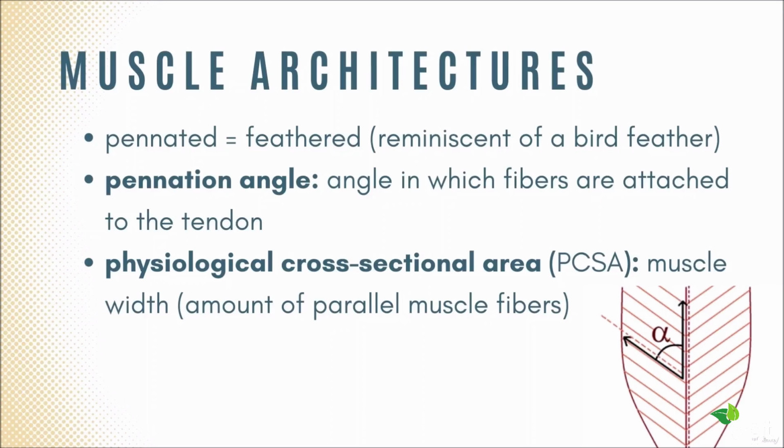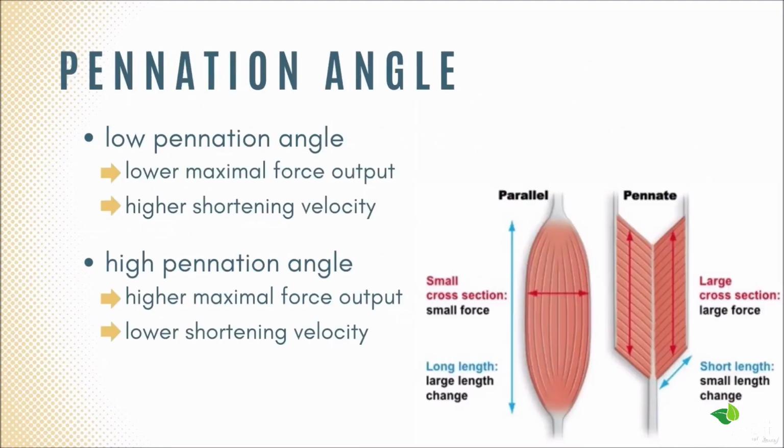What's also very important to know about is the physiological cross-sectional area, short PCSA, which describes the muscle width, so the amount of parallel muscle fibers. Now, the cross-sectional area is so important because it describes the maximal force that the muscle can produce. The more parallel muscle fibers we have, the more force we can produce.